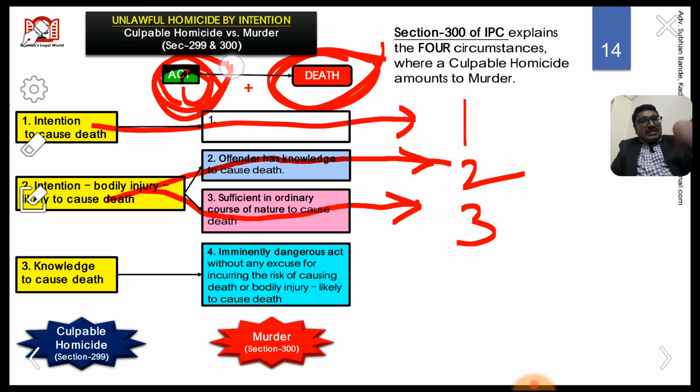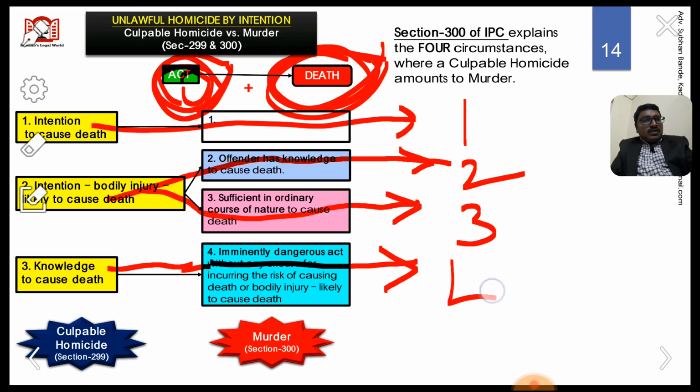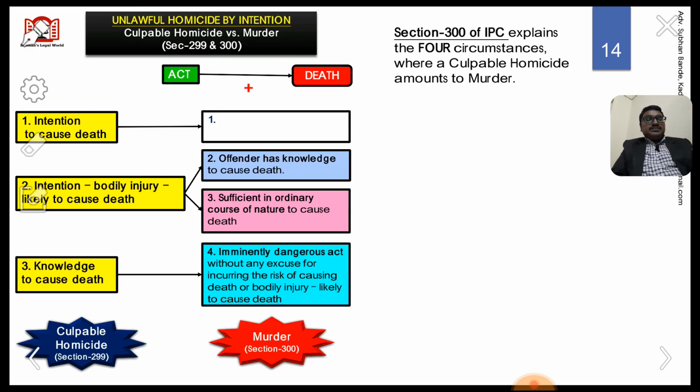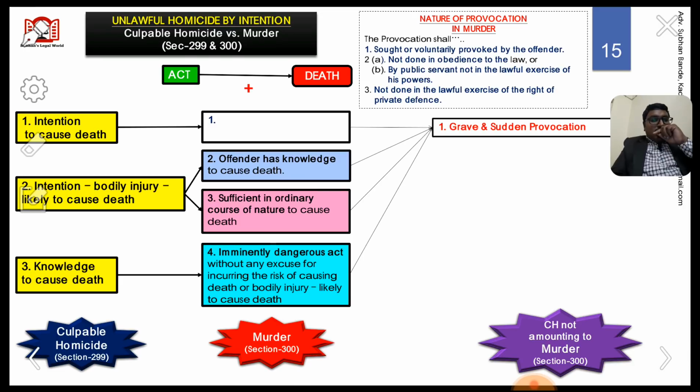There must be some act done by the accused that results in the death of another human being, and the act must be done with the knowledge to cause the death. And the act is an imminently dangerous act. That is the fourth form of murder, or the fourth circumstance where culpable homicide amounts to murder. This is section 300. Let us see the second part of section 300.